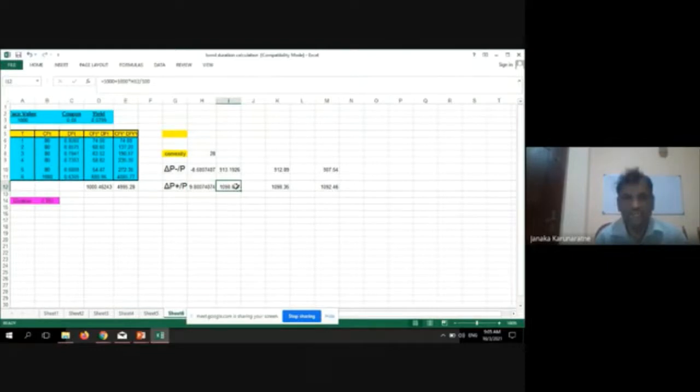For 6%, now the interest rate has declined to 6%. Now we arrive at three numbers. Using the bond formula as it is, we get this number. If you use the duration formula as it is, on the straight line basis, this is the number. And this is the number if you use the convexity adjusted formula.